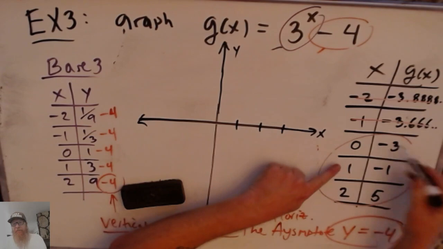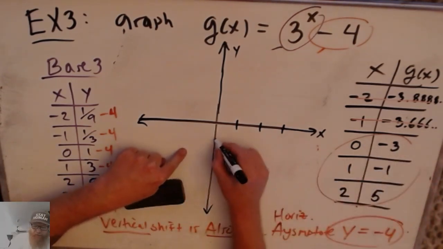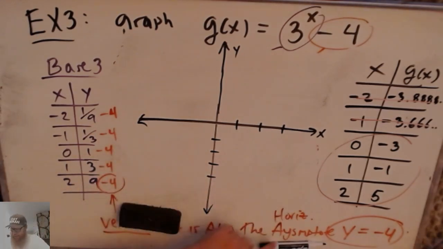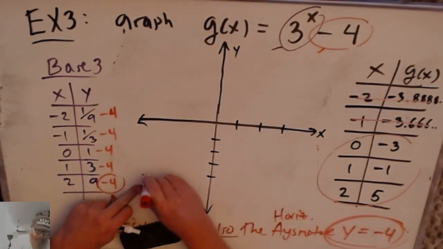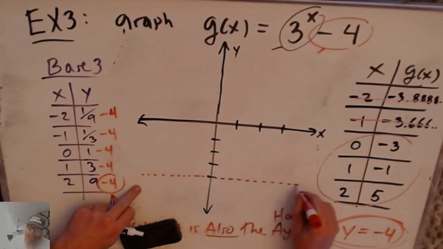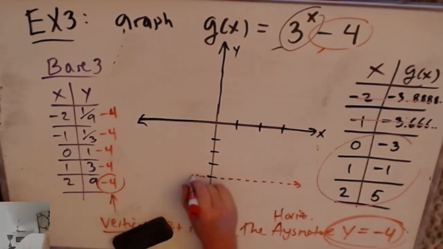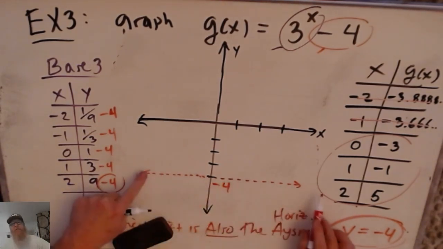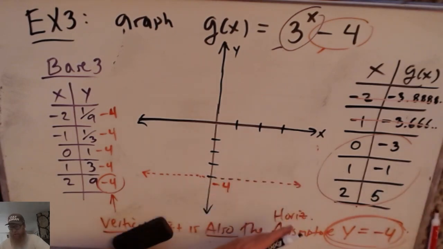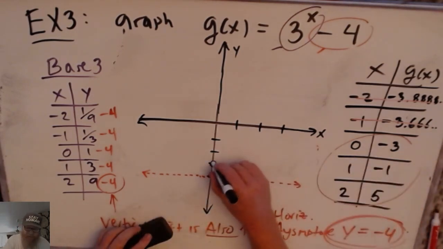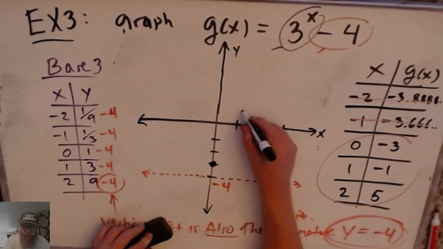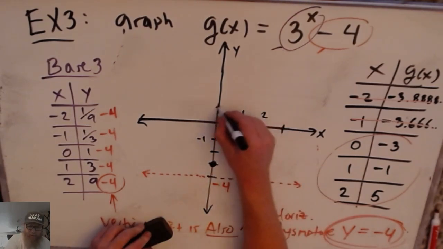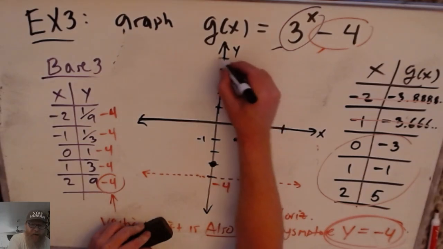So I'm only going to graph these nice points. So I've got 0 and negative 3. Here's something I want you guys to do. Graph the asymptote first. Horizontal asymptote. That's at negative 4. Graph that first, and then come over here and pick the points. So 0, negative 3, 1 and negative 1, and 2 and 1.